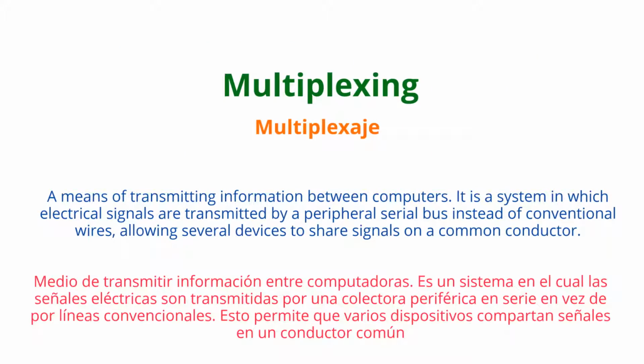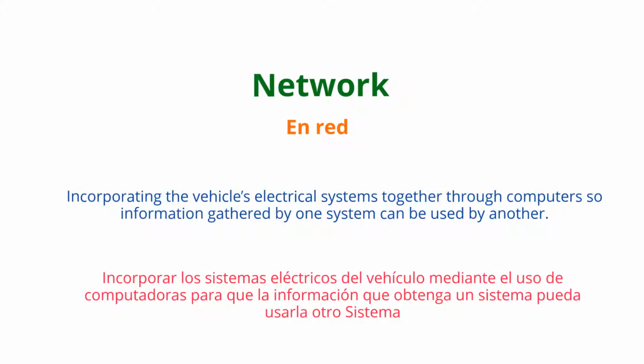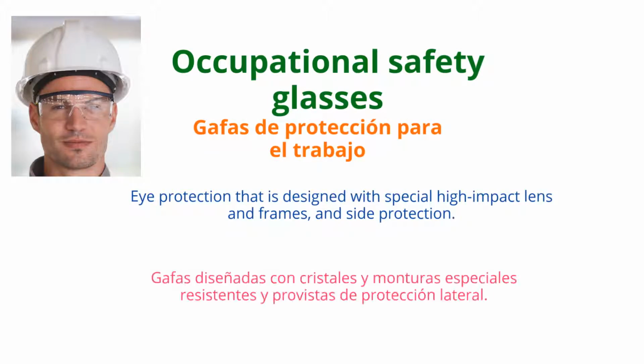Multiplexing. Multiplexing is a means of transmitting information between computers. It is a system in which electrical signals are transmitted by a peripheral serial bus instead of conventional wires, allowing several devices to share signals on a common conductor. Network. A network refers to incorporating the vehicle's electrical systems together through computers so information gathered by one system can be used by another. Occupational safety glasses. These are forms of eye protection that are designed with special high-impact lens and frames and side protection.